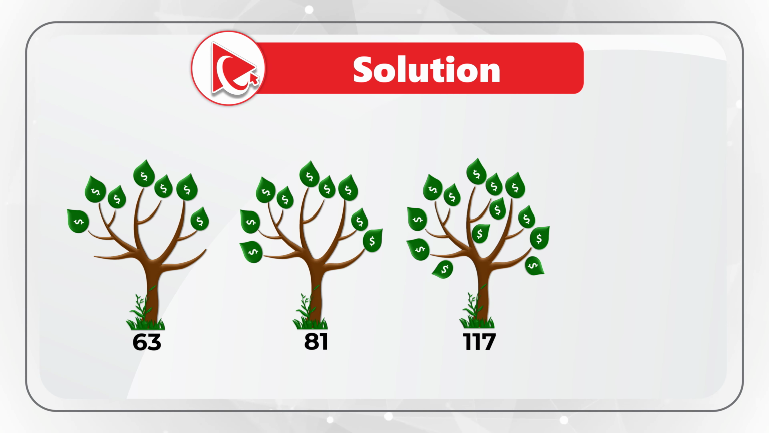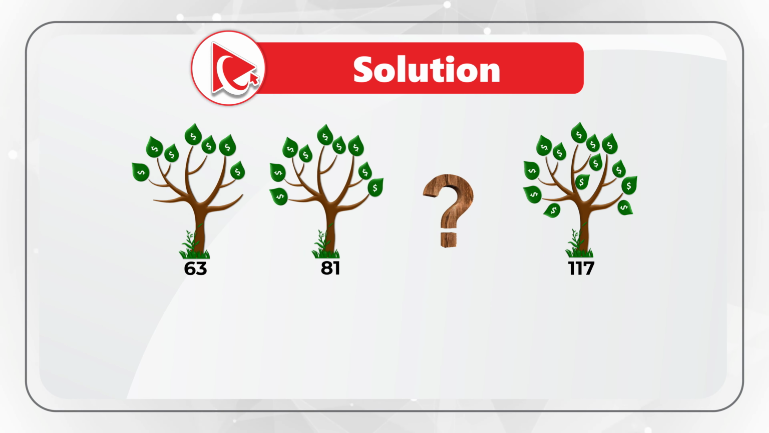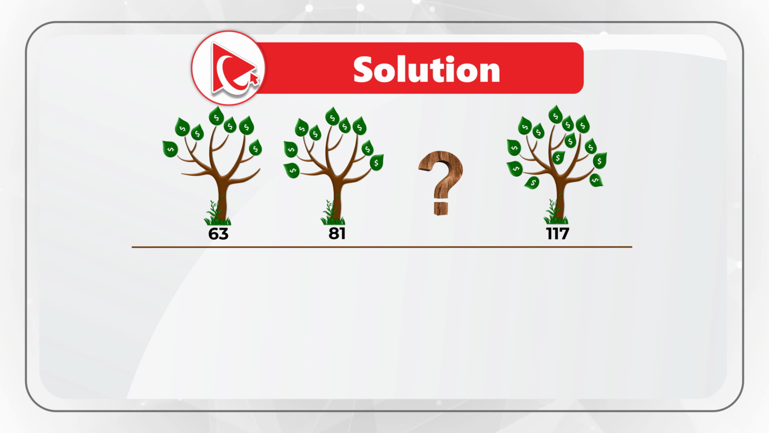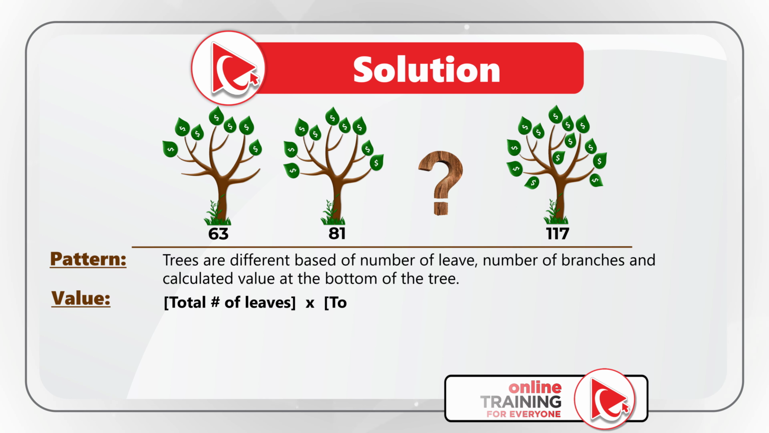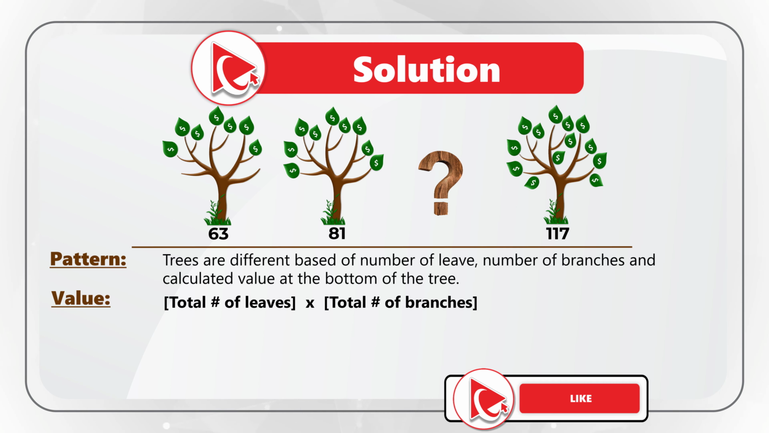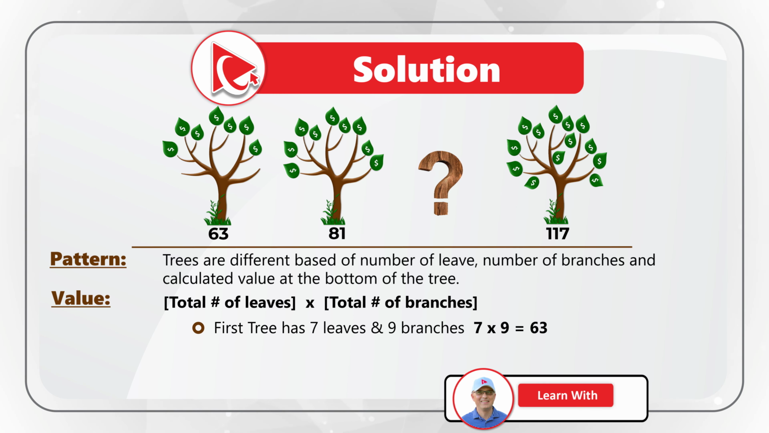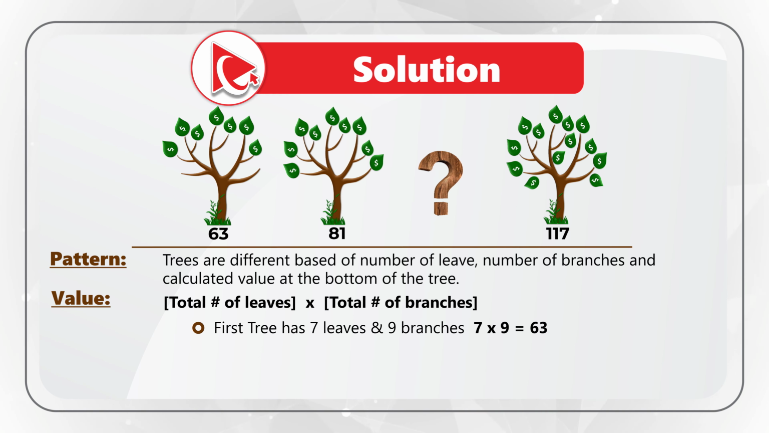Amazing problem, isn't it? But to solve it, you need to take a close look at the tree. In this picture, each tree is different based on the number of leaves, number of branches, and calculated value at the bottom of the tree. And to calculate the value, you need to multiply total number of leaves by total number of branches on the tree. For example, first tree has 7 leaves and 9 branches, and the number at the bottom is calculated as 7 by 9 equals 63. Second tree has 9 leaves and 9 branches, and 9 multiplied by 9 equals 81.